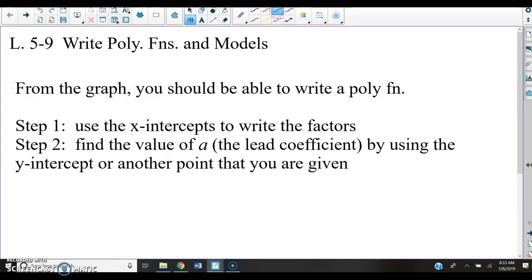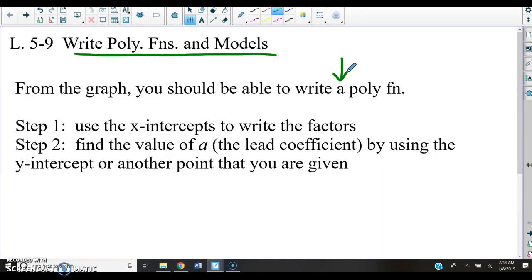Good morning. We're going to take a look now at lesson 5-9. In this case, we are going to write the polynomial functions and models, write the equations. And please note that it's only one of many possibilities. So from the graph, you should be able to write a polynomial function.